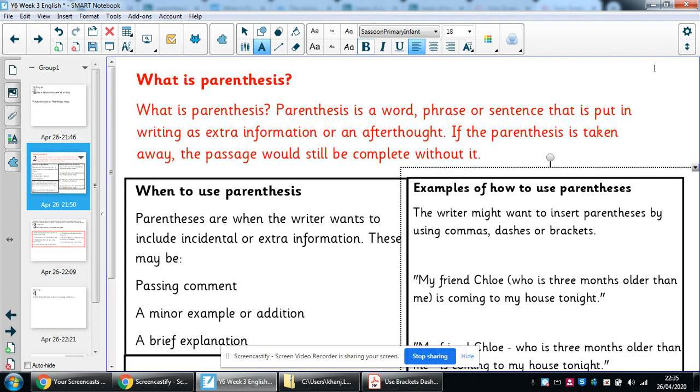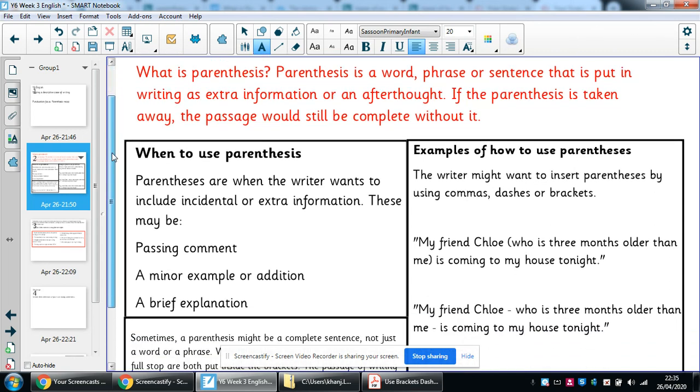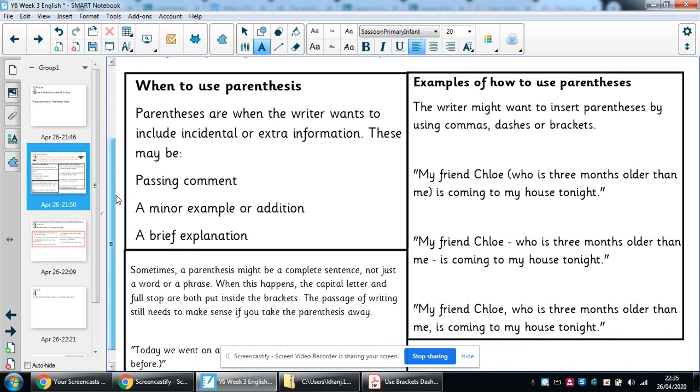So what is parenthesis? Parenthesis is a word, phrase, or sentence that is put in writing as extra information or an afterthought. If the parenthesis is taken away, the passage would still be complete without it. So it's just extra information for the reader to know. However, the main sentence still makes sense without it.